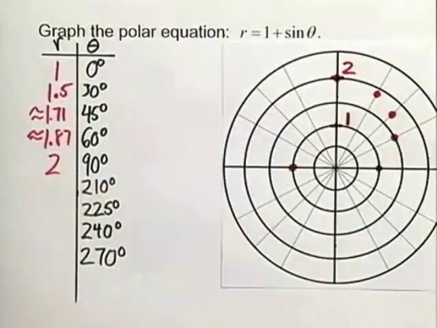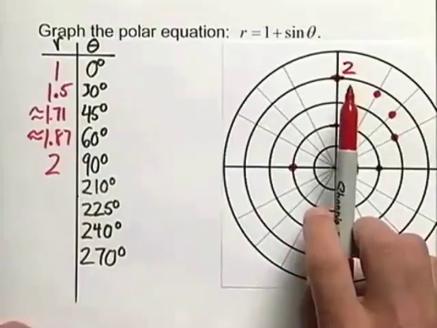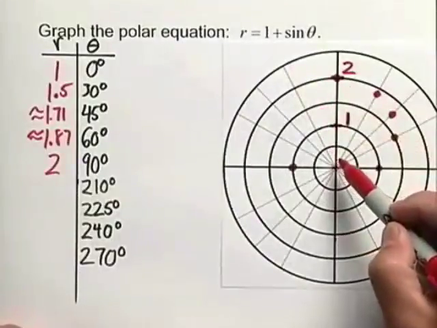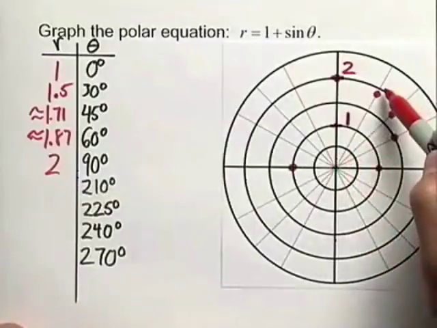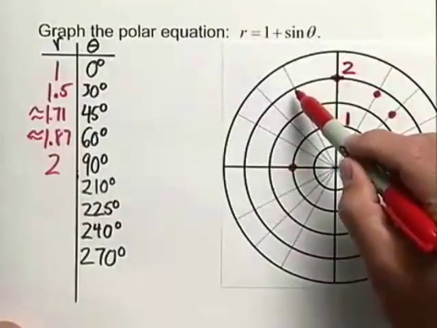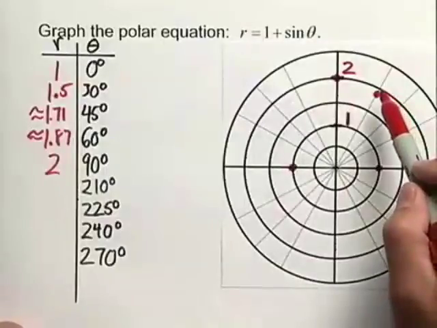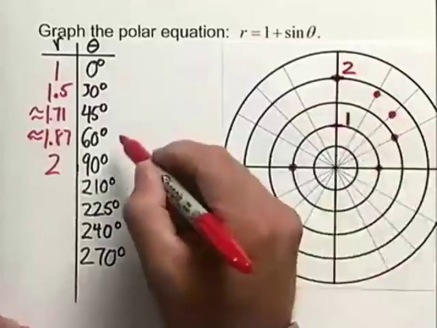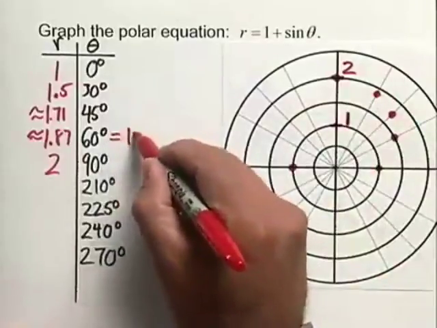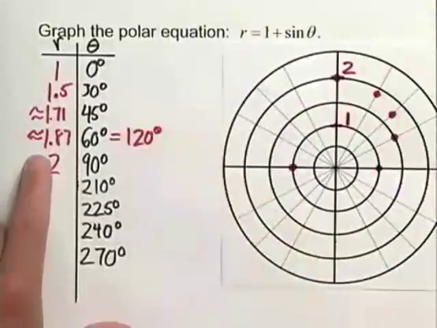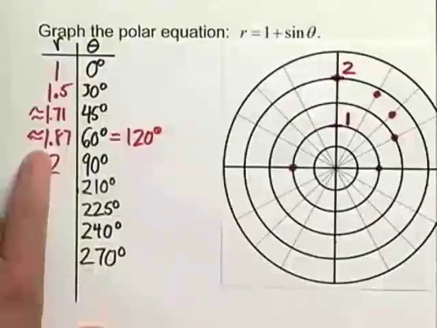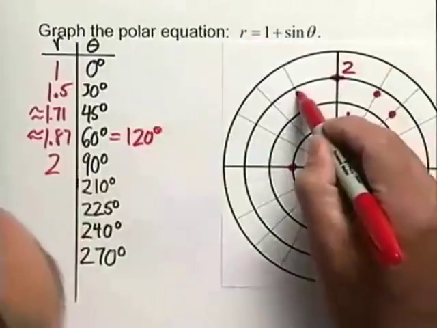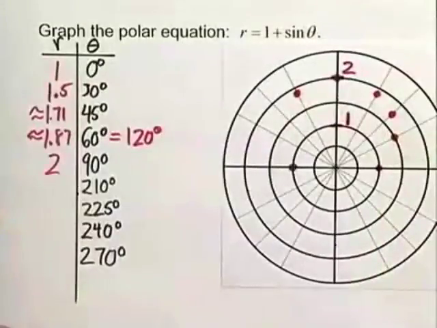Okay, now an interesting thing happens here once we cross over 90. If we look at the angle right here, which is 120, remember that the sine value of 60 degrees and 120 are the same, remembering that the sine is positive in both quadrants 1 and 2. So what we can do here is cheat a little bit, knowing that we'll have a similar ordered pair for 120 degrees. So it would technically be approximately 1.87 comma 120.